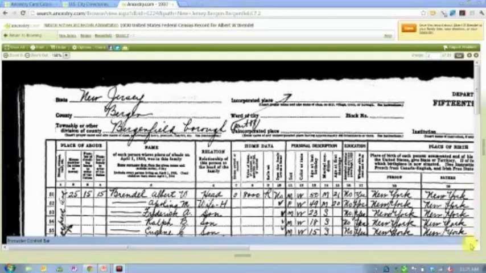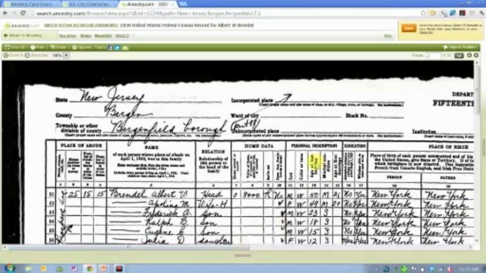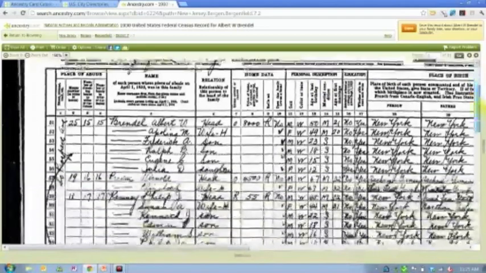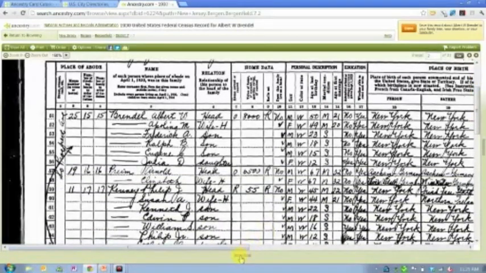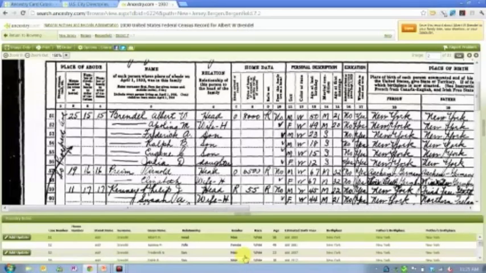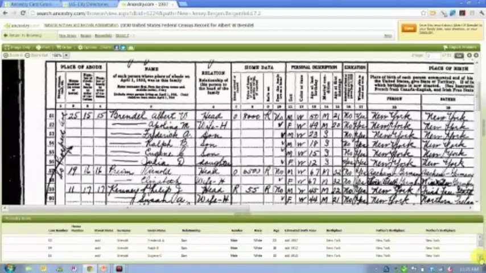Now, once I have found my family, if I do, using this method, there's this tiny little set of gray arrows down here. I hope you can see them. If you just click once on them, it pops up the index, so you can see what we indexed compared to what was on the image.